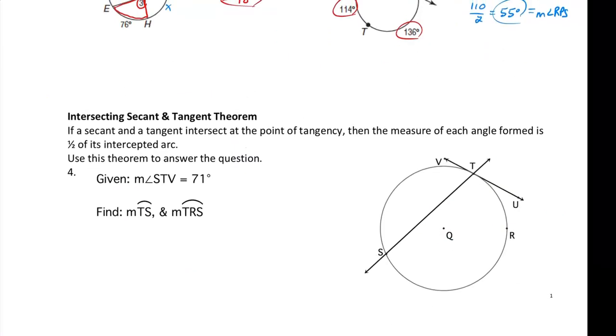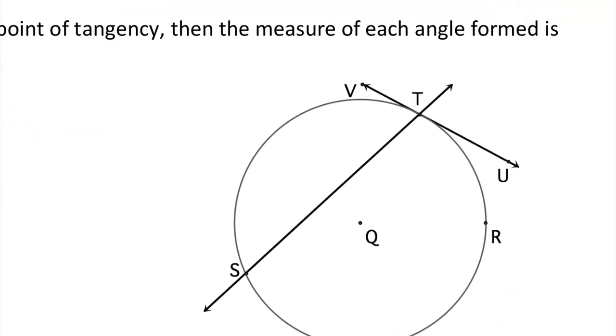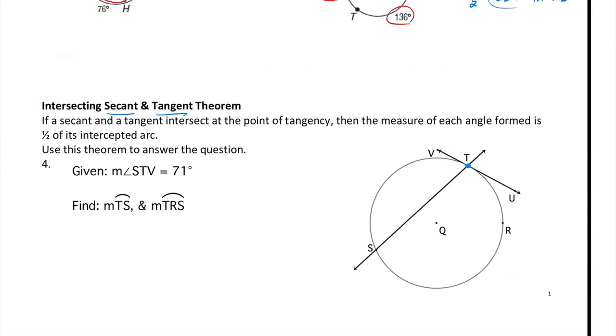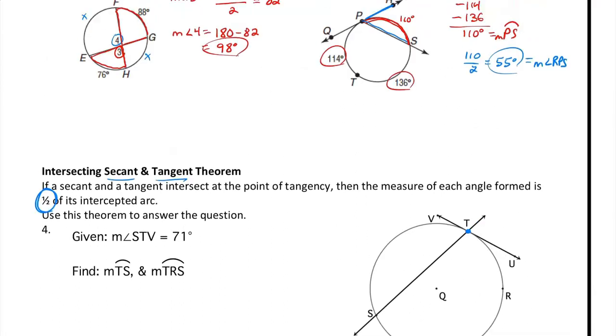Our next theorem we're talking about is the intersecting secant and tangent theorem. If a secant and a tangent intersect at a point of tangency, which is where the tangent line touches at just one point, so that point T is the point of tangency, then the measure of each angle formed is 1/2 of its intercepted arc. This is actually kind of similar to the one we did right here. This was a secant line, and this is a tangent line.